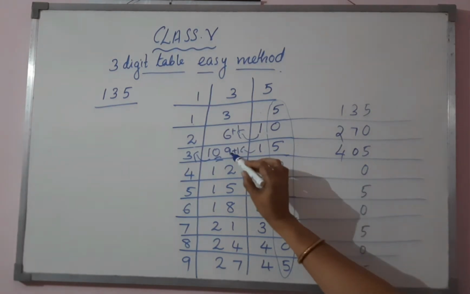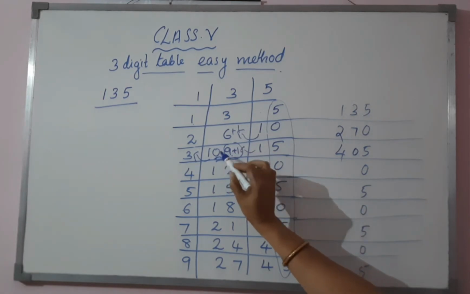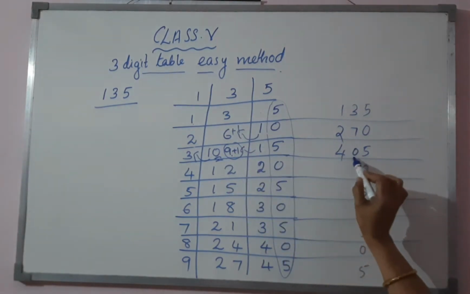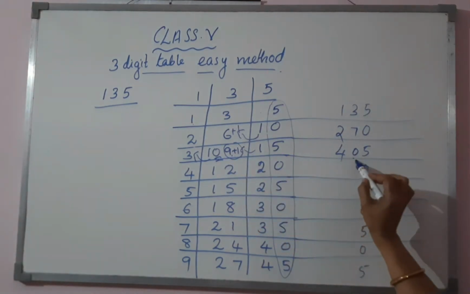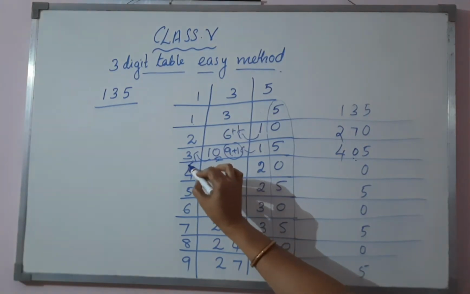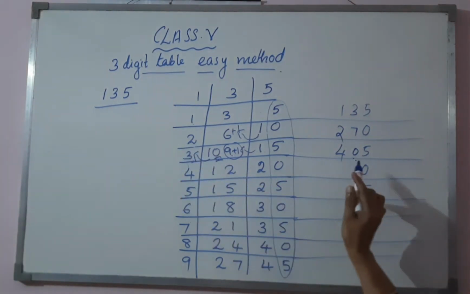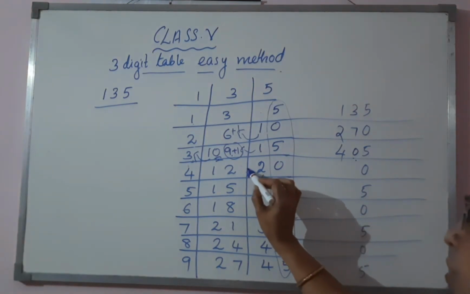Once more I will say. This 1 I added with this 9. So 9 plus 1, what did we get? 10. In the 10, that 0 you have to write. Whatever number you get, its ones place you should write here, and the tens place you have to carry to the next place. That is 3 plus 1, which is 4.